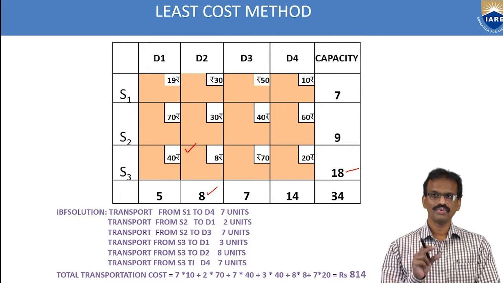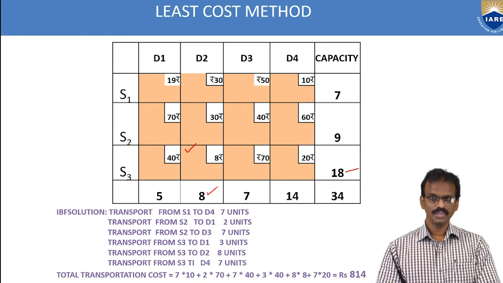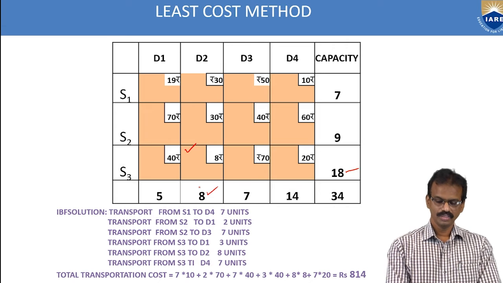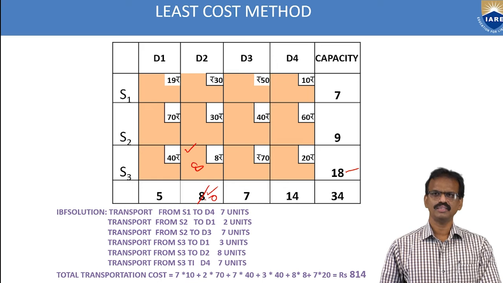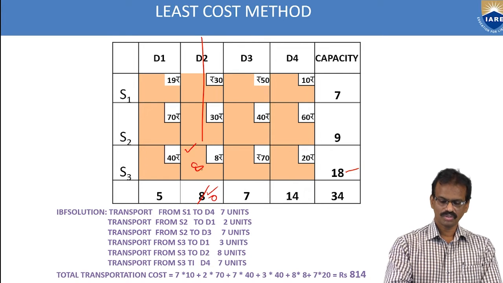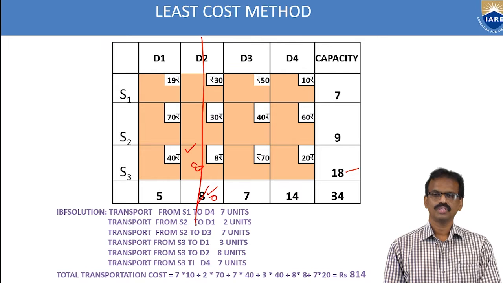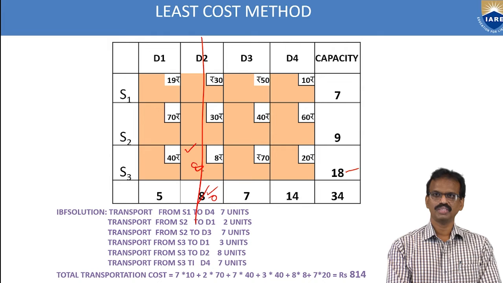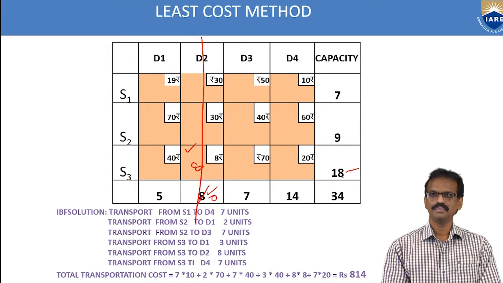If there are two values, you have to allocate the minimum value, because transportation is a minimization cost problem. So you have to allocate 8, the minimum value. If you allocate 8 here, then this 8 will be cancelled, that will be 0. Automatically the total column will be cancelled. Then 18 minus 8, because 8 is already allocated here, the remaining value is equal to 10.